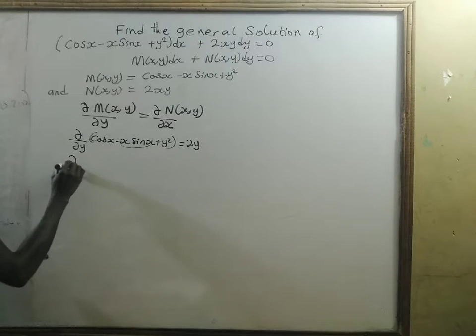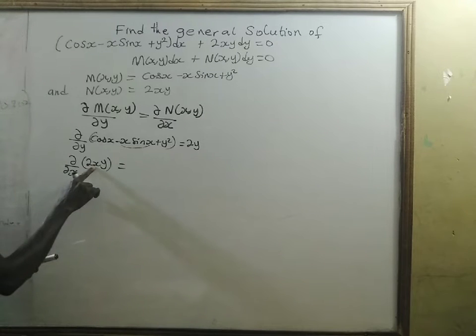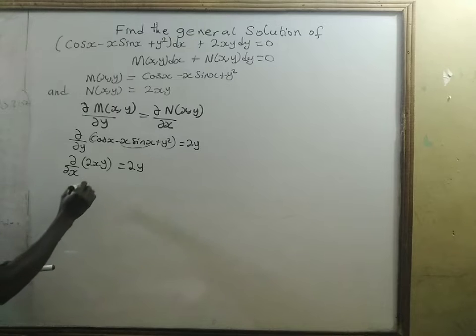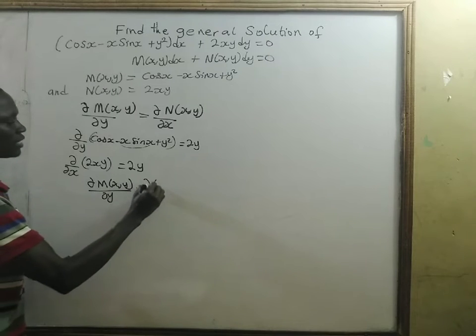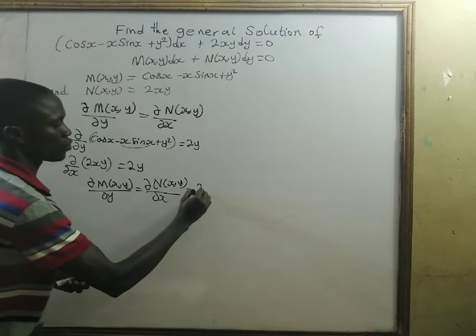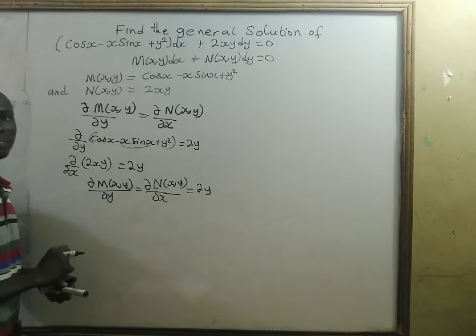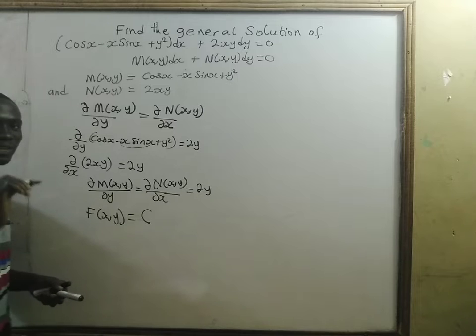Now, we take the partial derivative of 2xy with respect to x. If we differentiate 2x, you get 2, and y is a constant. It is very simple. Since the partial derivative of M with respect to y and the partial derivative of N with respect to x are equal, we say that the differential equation is exact and the general solution is f(x,y) equal to a constant.